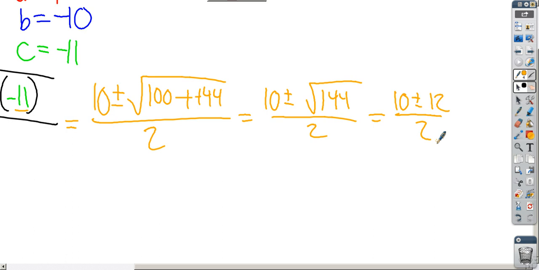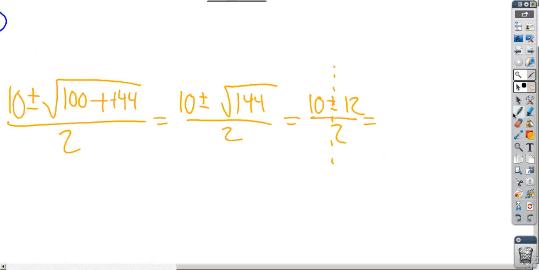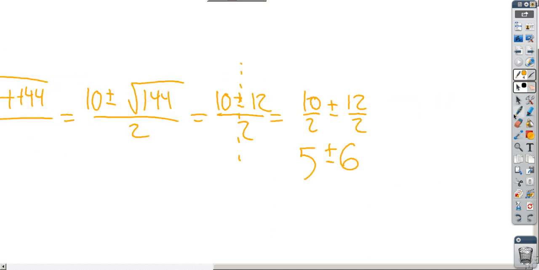And at this point, what we should do is split this down the middle into two different fractions. So we're going to have 10 over 2 plus or minus 12 over 2. Well, that's the same as 5, because that's 10 over 2, plus or minus 12 over 2 is 6. And then we can do 5 plus 6, because that's one solution, that equals 11. 5 minus 6, that's another solution, that equals negative 1. Those are our two solutions for x.